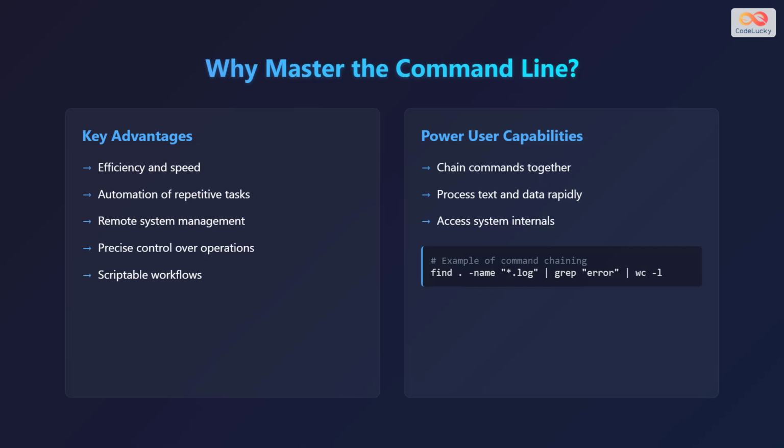As a power user, the command line lets you chain commands together, processing text and data rapidly, and access system internals directly. For example, you can find all .log files, then search for the word error within those files, and finally count the number of lines containing error. This is done using the command find . -name "*.log" | grep error | wc -l, where the pipe is a vertical line.